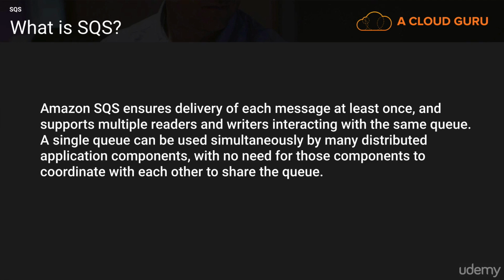Amazon SQS ensures delivery of each message at least once and supports multiple readers and writers interacting with the same queue. A single queue can be used simultaneously by many distributed application components, with no need for those components to coordinate with each other to share the queue. So it's a great way of scaling out your applications.